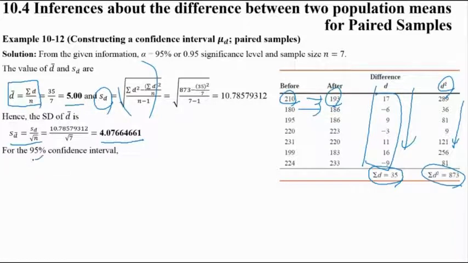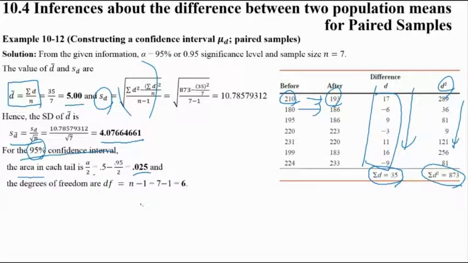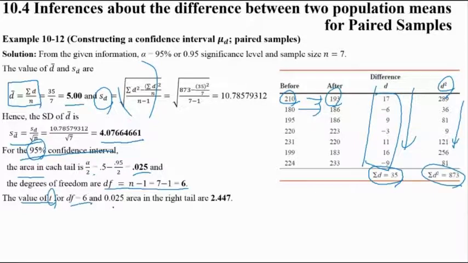Okay, now the 95% confidence interval. First of all, the area alpha significance level over 2, so 0.025, because half of them. The degrees of freedom n minus 1 will be 6, and we're going to find the t value from the degrees of freedom and area. In the table you can find 2.447.